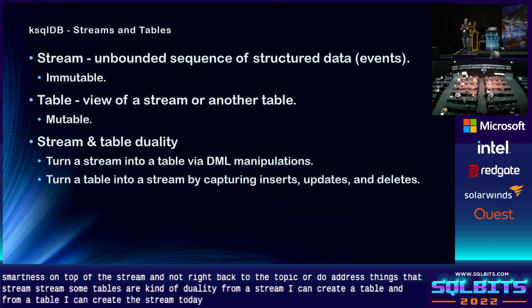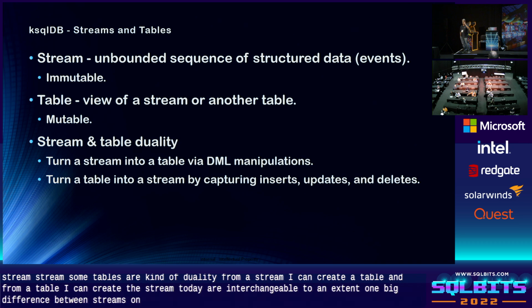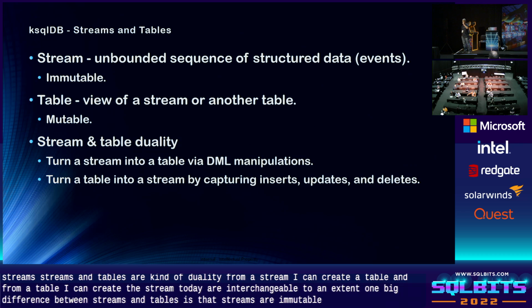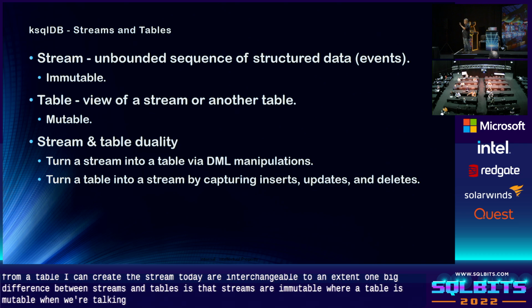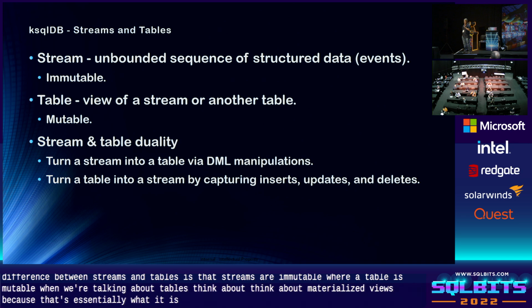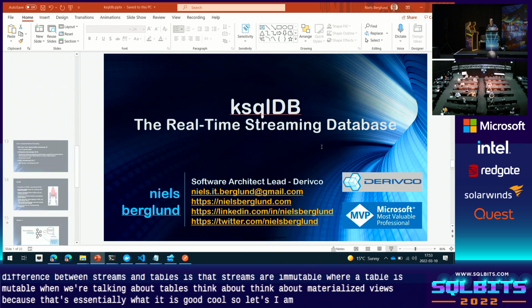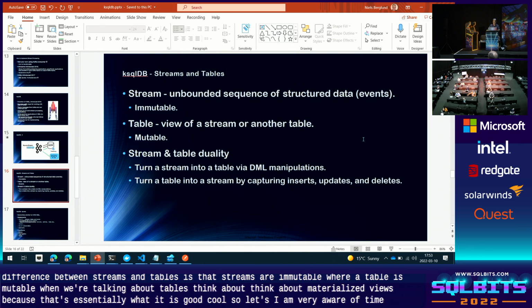So they are interchangeable to an extent. One big difference between streams and tables is that streams are immutable, whereas a table is mutable. So when we're talking about tables, think about materialized views, because that's essentially what it is. Good? Cool. I am very aware of time.